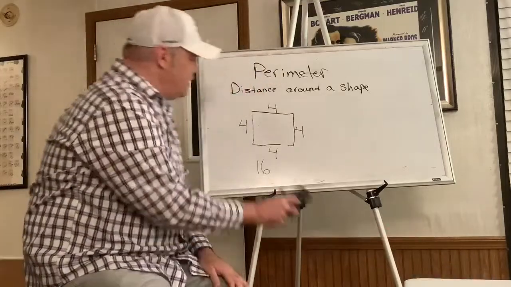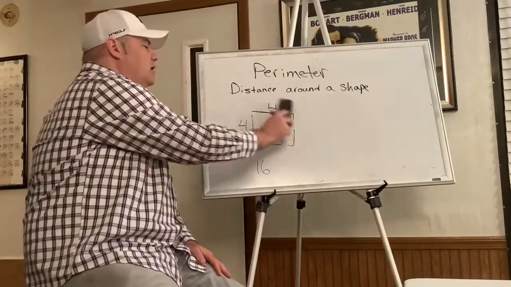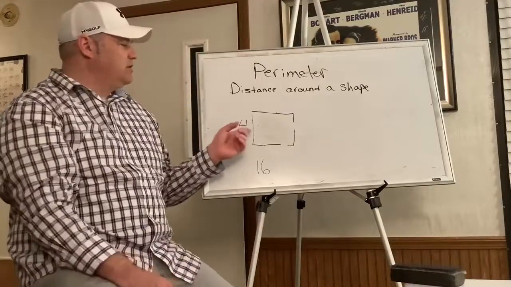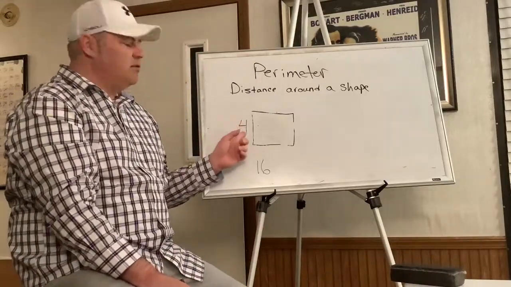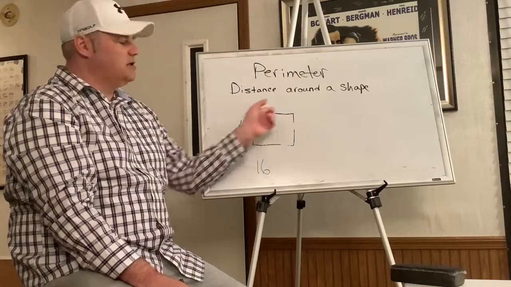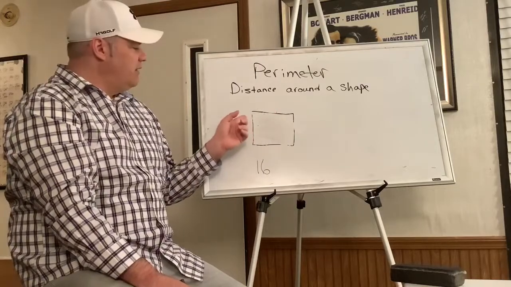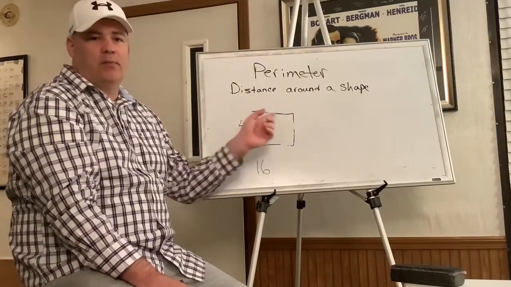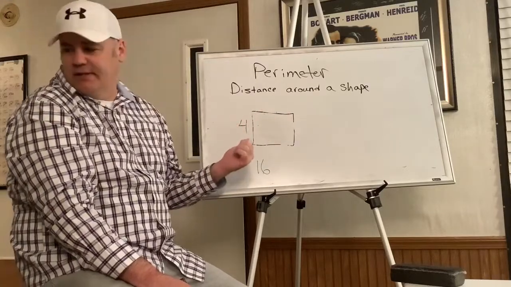Now, a thing with a square is if they tell you it's a square, they only have to give you one of the measurements. If they told you this was a square and just gave you one of the measurements, then you have enough information to do that whole problem. You can say, well, if one of them's 4, then they're all 4, and so I add them all up. So that's another key point to that.